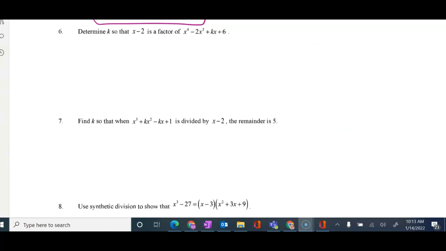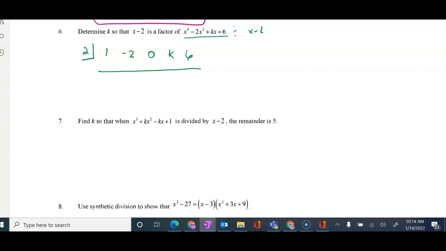Number 6 is a little bit of a twist. It says determine k, the linear coefficient. What is k if x minus 2 is a factor? Well, if x minus 2 is a factor, then if we divided by x minus 2, the remainder would be 0. So let's do the quick division, the synthetic. We'll put a positive 2 in the box, put the coefficients 1, negative 2, got a 0x squared, got a kx to the first, and a positive 6.